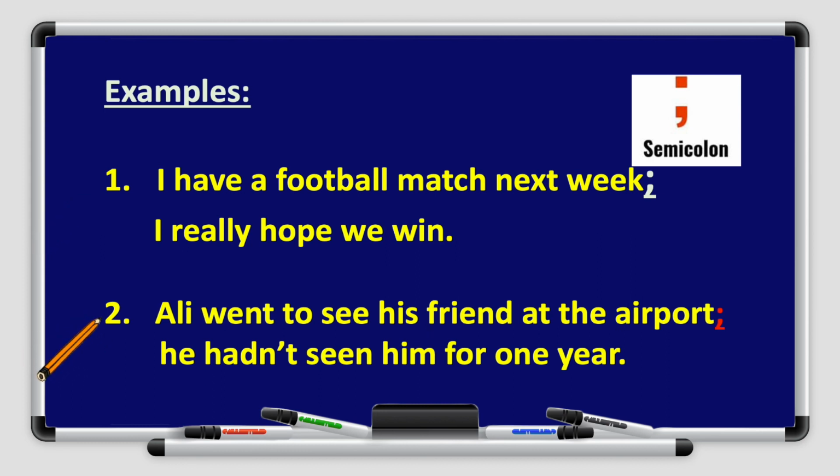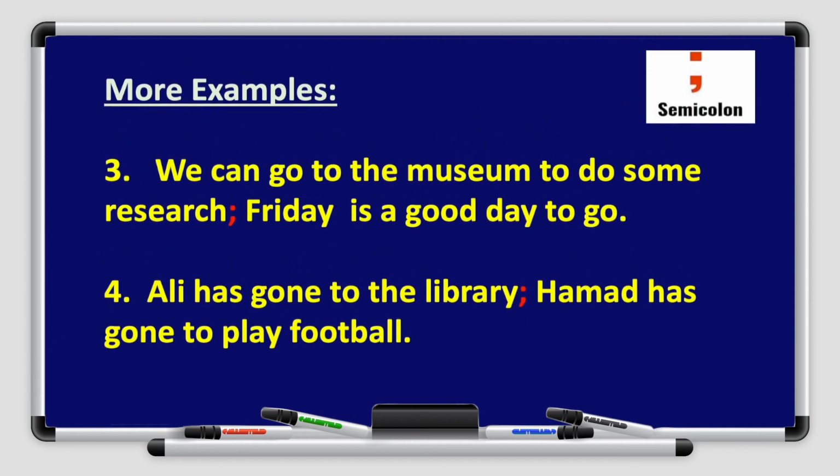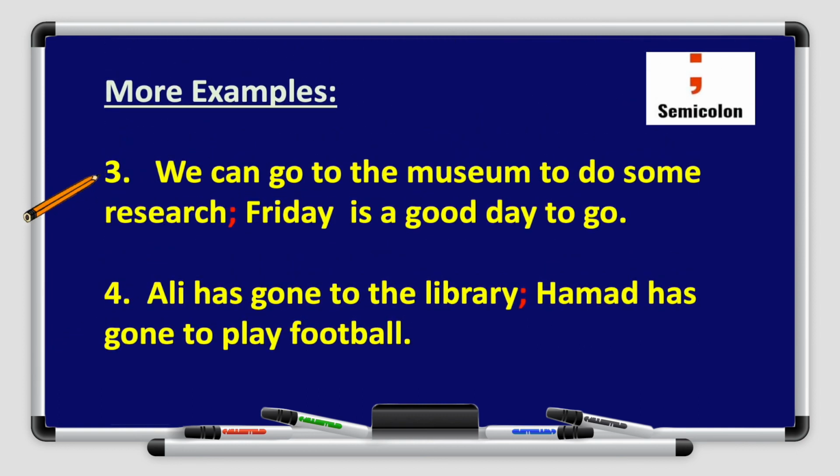Number 2, Ali wants to see his friend at the airport. Instead of using and, we would put a semicolon and separate the sentence, saying he hadn't seen him for 1 year. More examples, we have number 3, we can go to the museum to do some research; Friday is a good day to go. Instead of using and. Number 4, Ali has gone to the library; Hamad has gone to play football.